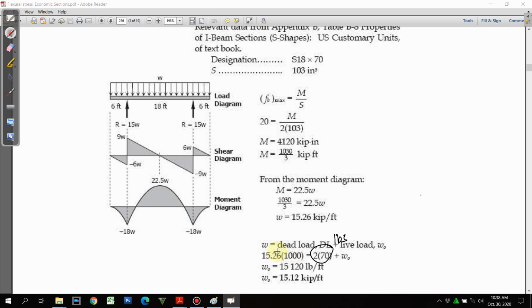And we need to multiply here 1000. Why? Because in 1 kip there are 1000 pounds. So we do this in order to jive with the pounds here. So you just have to deduct 140 from this. Therefore, finally, the additional load would be equal to 15.12 kip per feet. Okay, so next problem.